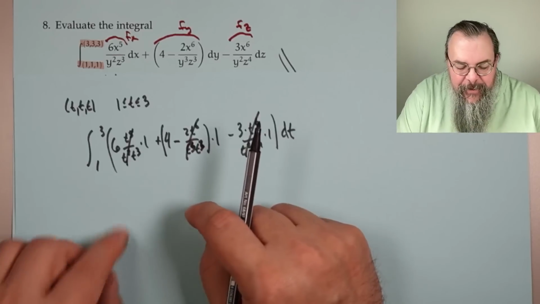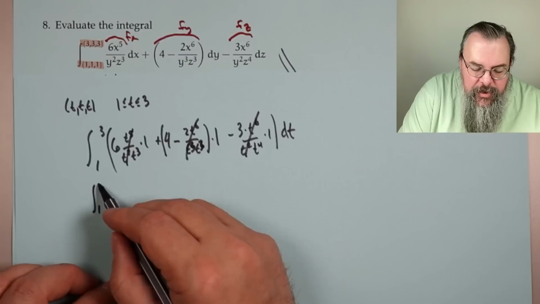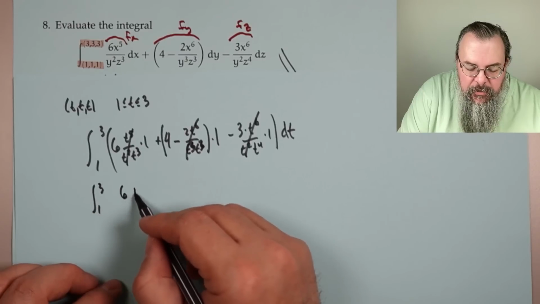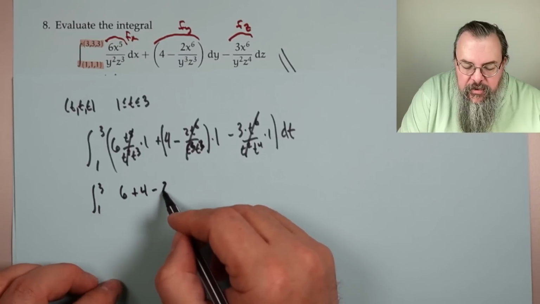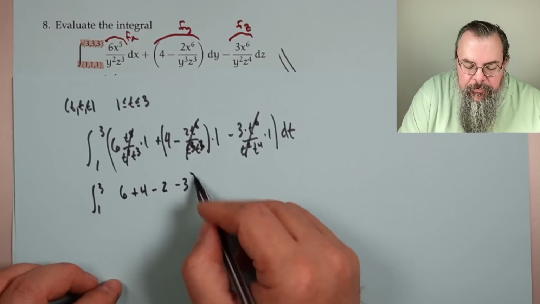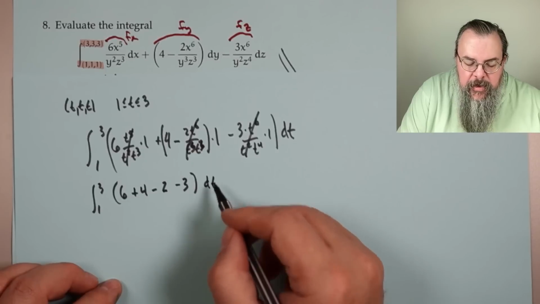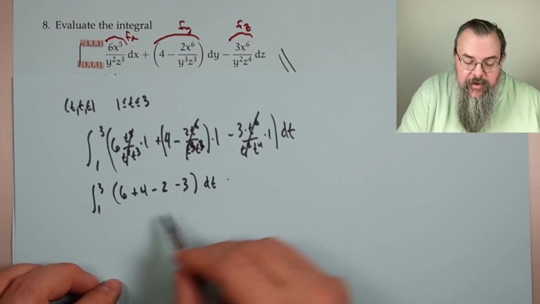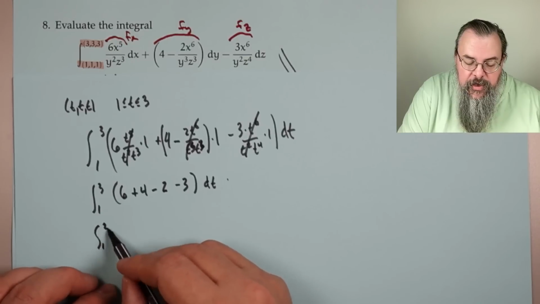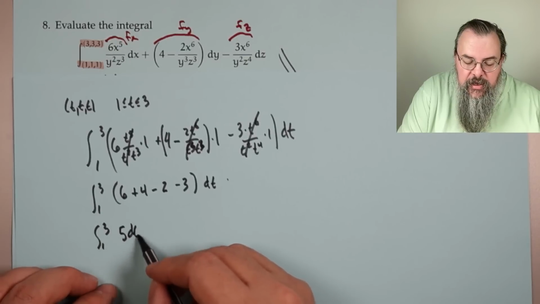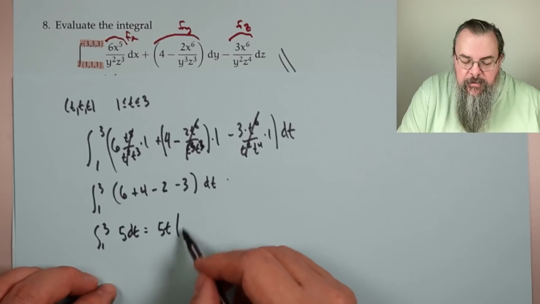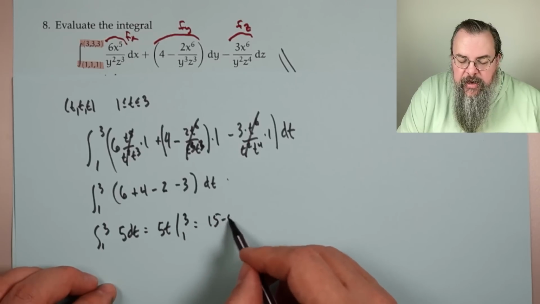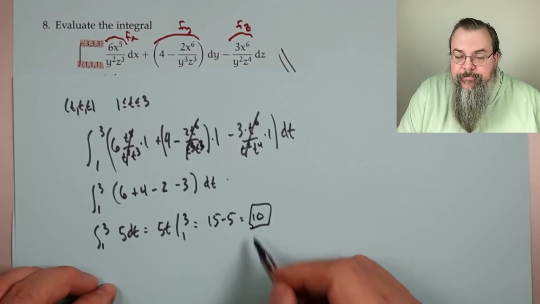Okay, here we go. Let's be careful here. That's the integral from 1 to 3 of 6 plus 4 minus 2 minus 3. And what is that? That's 10 minus 5. That's 5. So that becomes the integral from 1 to 3 of 5 dt. That's 5t from 1 to 3. 15 subtract 5, and that's 10.